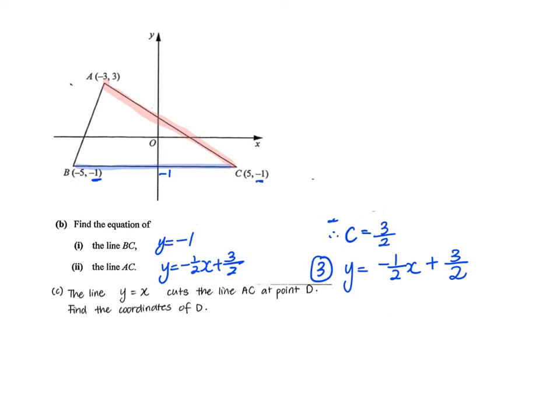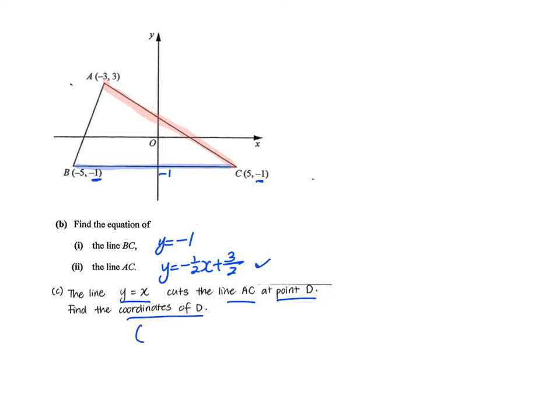Alright, so now we have gotten the line AC to be y equals negative half x plus 3 over 2. The line y equals x cuts the line at a point D. Now find the coordinates of D. The coordinates of D come in a pair of x and y values. I have 2 unknowns. How many equations do I need? I'll need 2 equations and I need to solve a simultaneous equation.